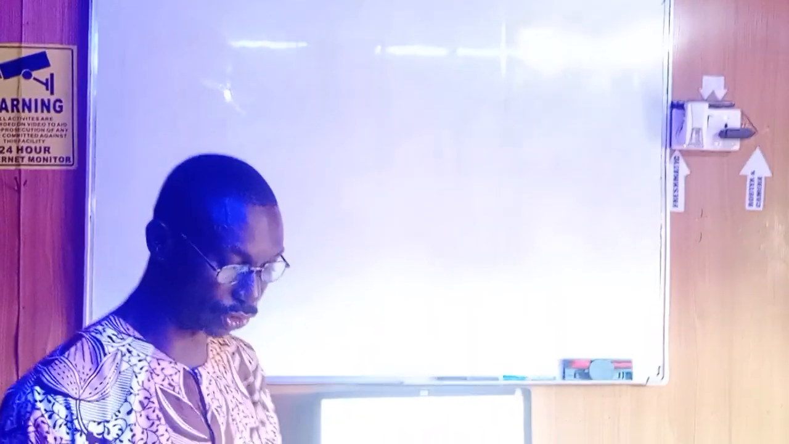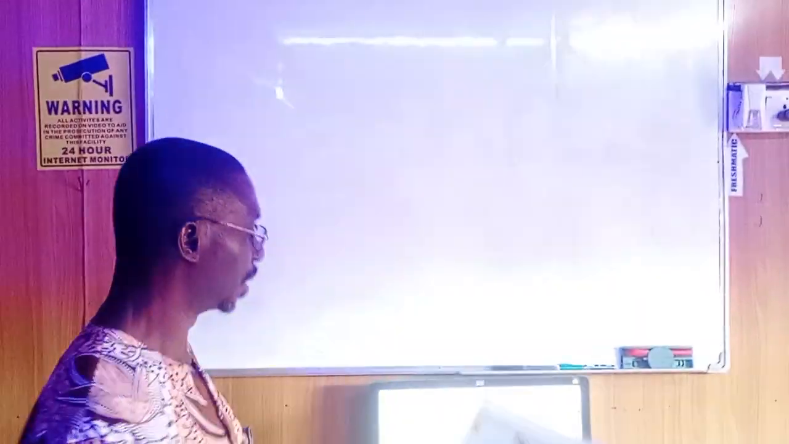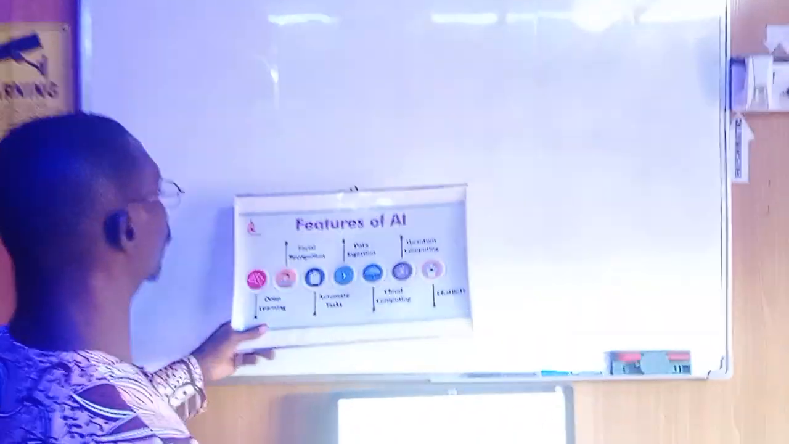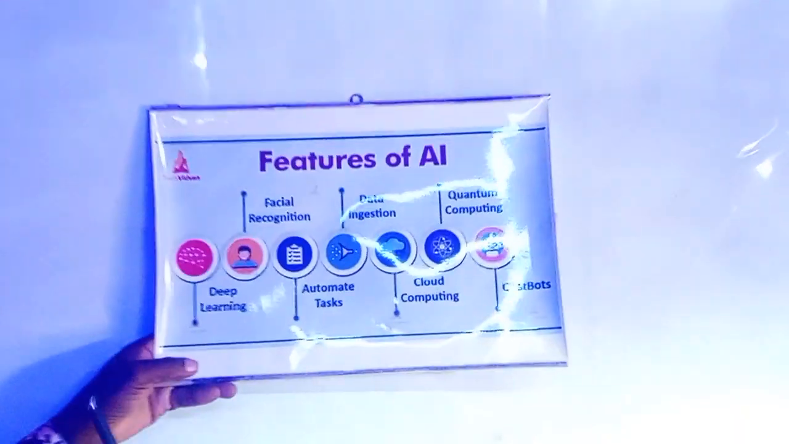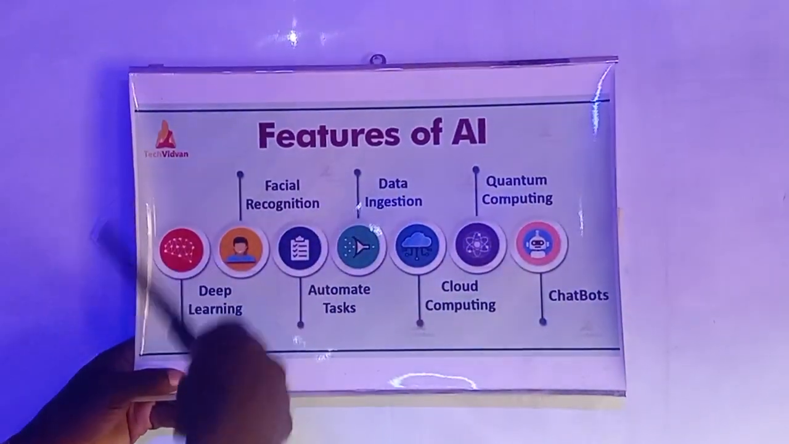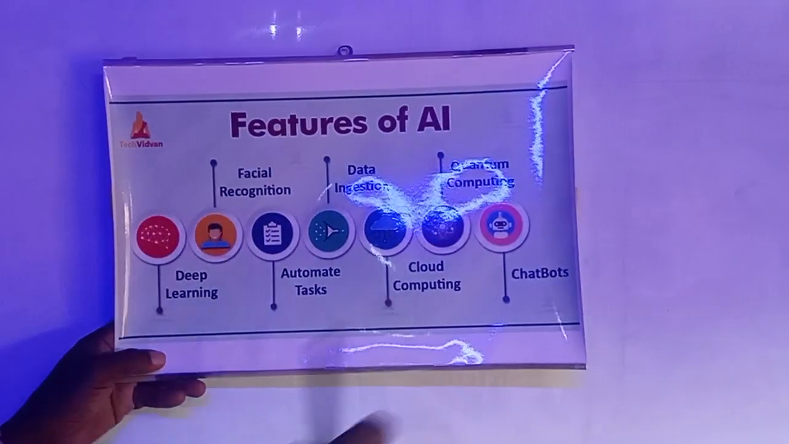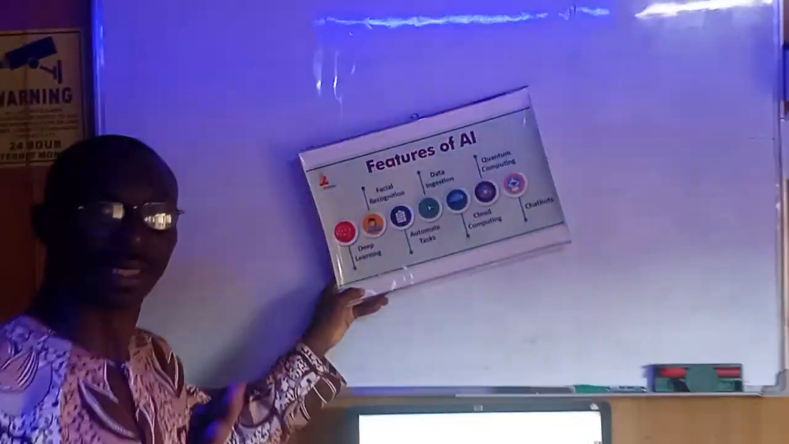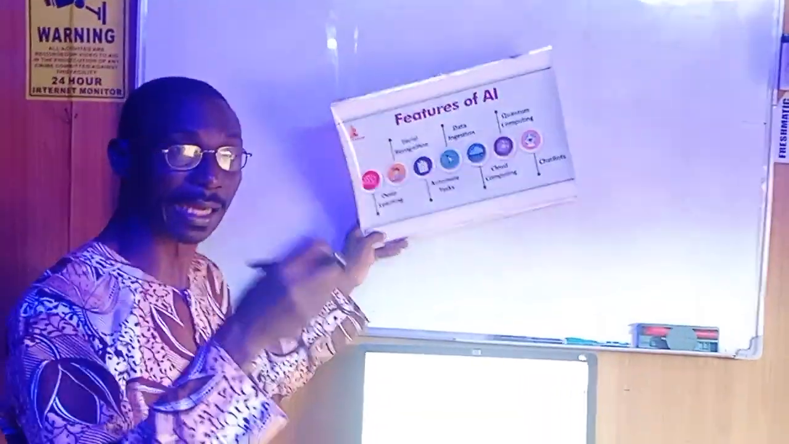There are many applications, so I'm going to show you where these things are applied. For instance, these are features of artificial intelligence: facial recognition, deep learning, automated tasks, data ingestion, quantum computing, cloud computing, chatbots. If you go to the internet, you will see them in detail and where they are in action.